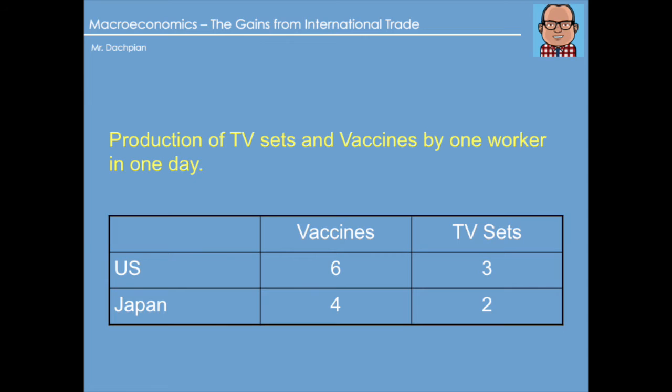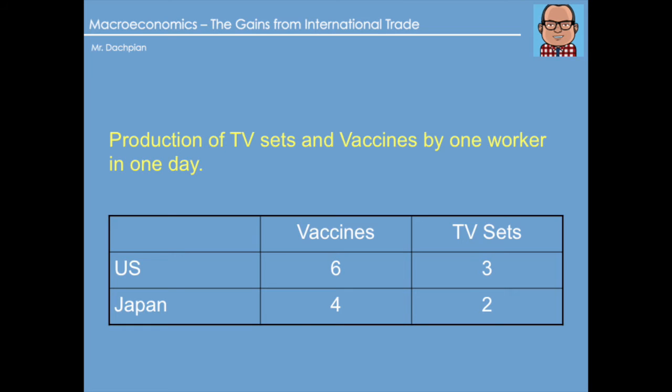In producing vaccines, the United States opportunity cost of one vaccine is half a TV set, while the opportunity cost for Japan is also half a TV set. In producing TV sets, the United States opportunity cost of one TV set is 2 vaccines, while the opportunity cost for Japan is also 2 vaccines. Which country has the comparative advantage in the production of vaccines and TV sets? Neither country has the comparative advantage in the production of either good.